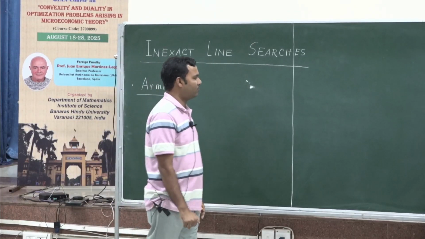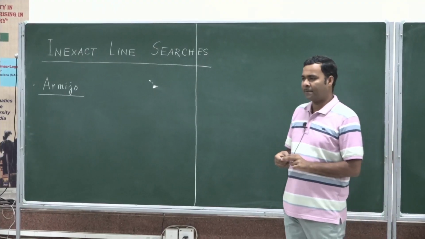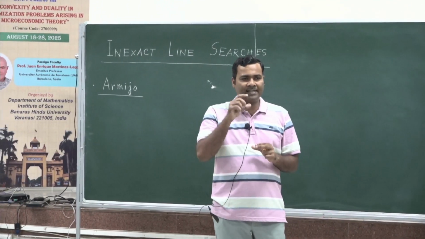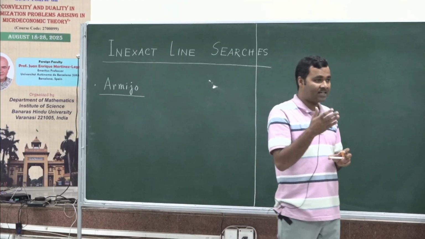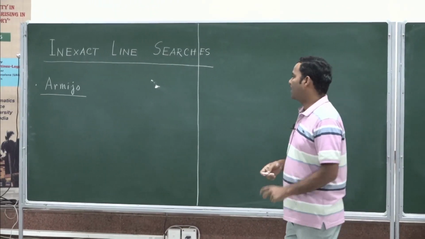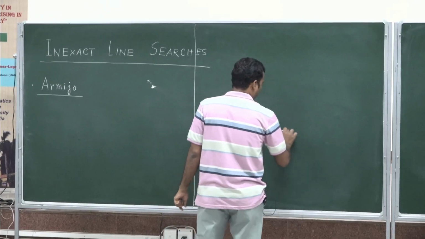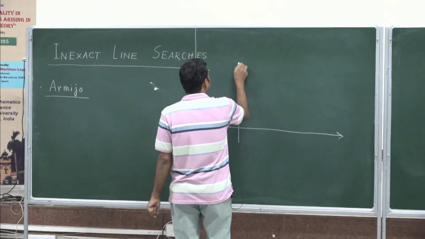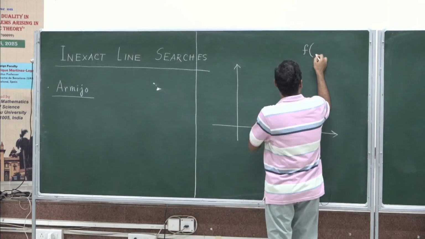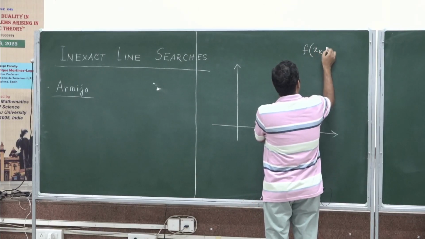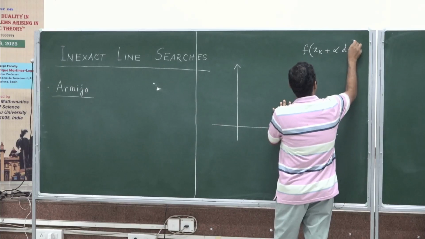Armijo line search says the following: it keeps in mind that the function value should not degrade just slightly, it should have sufficient decrease. And how do we assure that the function value in the next iterate has sufficient decrease? Armijo suggested the following procedure. Once we are following a line search at a given point xk, effectively we are trying to find the minimum value of the function f(xk + alpha dk).